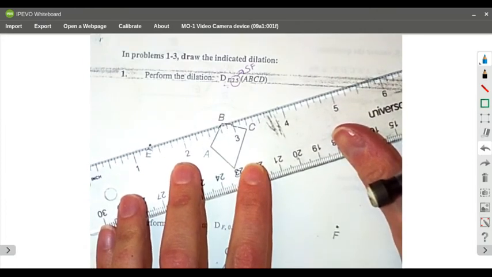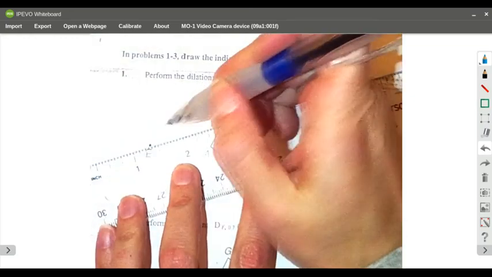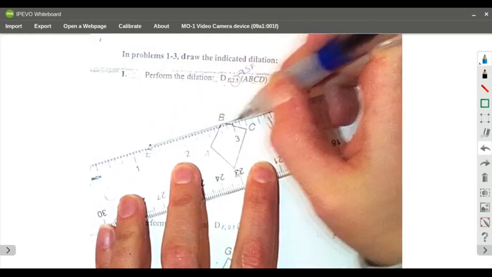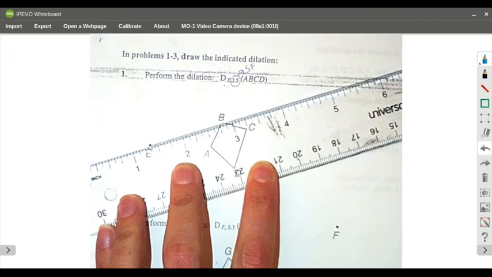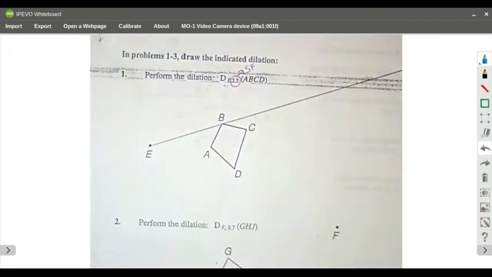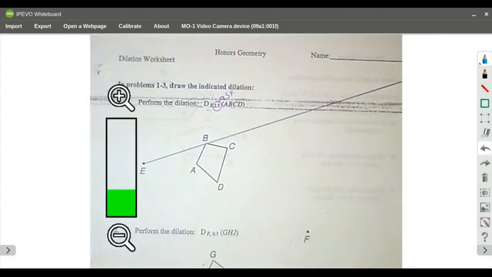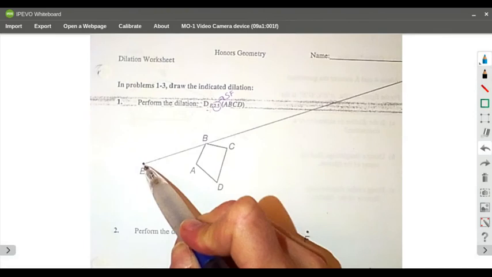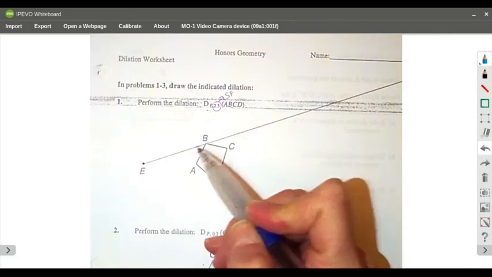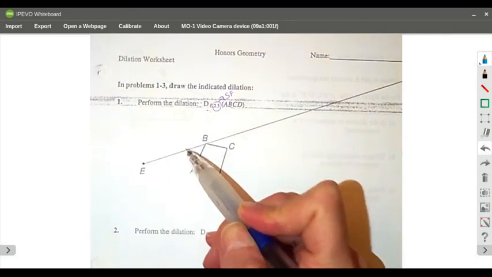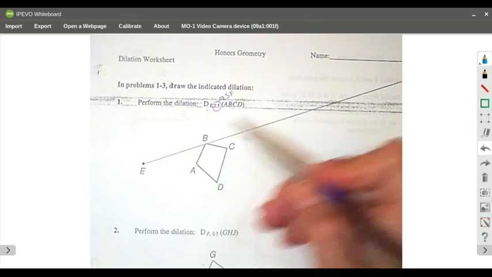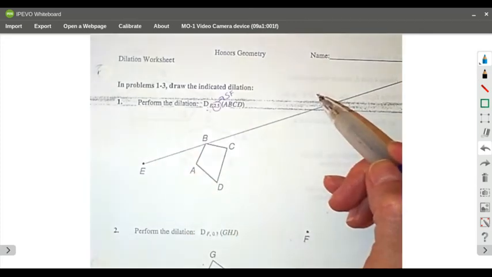And actually not just connect it, but extend this line beyond B, like way out here. And so, jumping off of what we just did with counting the units and then multiplying by the scale factor, we're going to measure how far E is from B. We're going to jot down that measurement and multiply it by 2.5. And then we're going to measure where B prime is going to be.